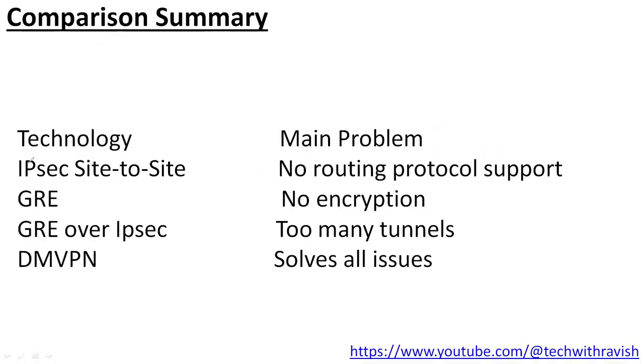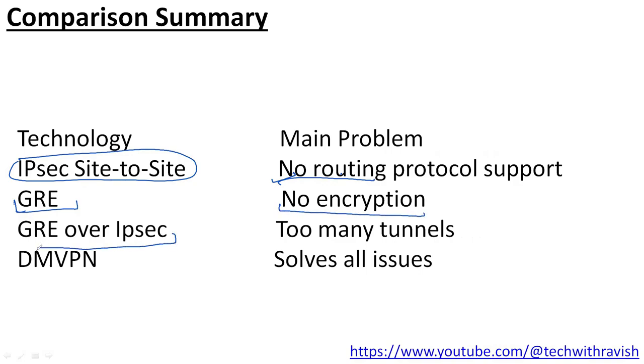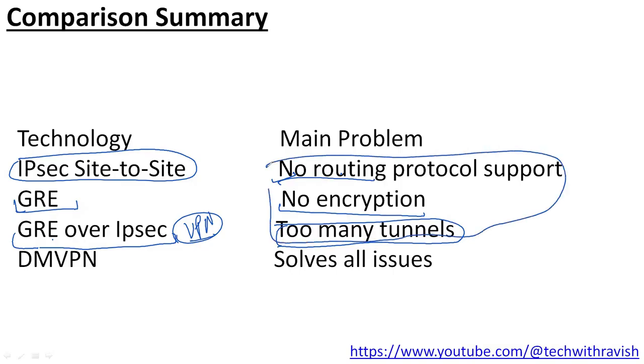Now let's summarize all the technologies. IPsec site-to-site VPN doesn't support multicast. That means it doesn't support routing protocols. Only GRE can support multicast, but there is no encryption. When we combine both, GRE over IPsec, it will create the VPN. So when we do the configuration of IPsec over GRE, the VPN will be automatically created. But the problem is that the number of tunnels will be too high. All of these problems will be solved by a single solution, that is DMVPN.